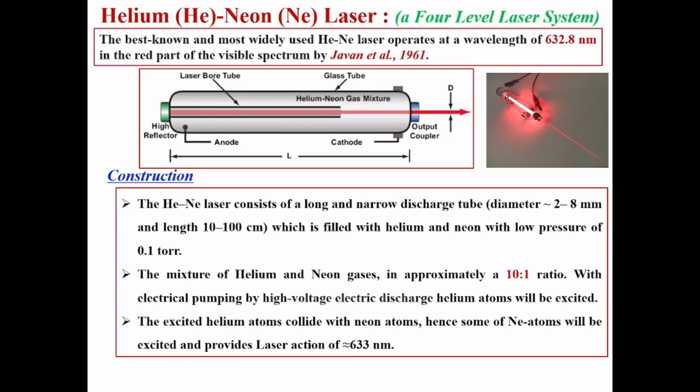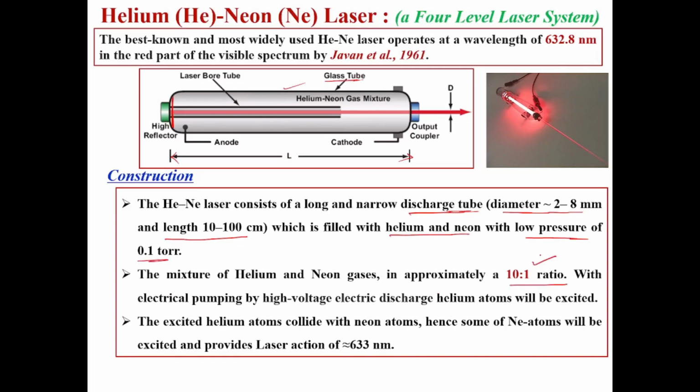Here is the construction. The helium neon laser consists of a long, narrow discharge tube having a diameter of 2 to 8 mm and a length of 10 to 100 cm. So the diameter is around 2 to 8 millimeter, and the length can vary from 10 to 100 cm. This is a glass tube, the so-called discharge tube, which is filled with helium and neon gas at a low pressure of around 0.1 torr. The mixture of helium and neon gas is approximately in a 10:1 ratio.